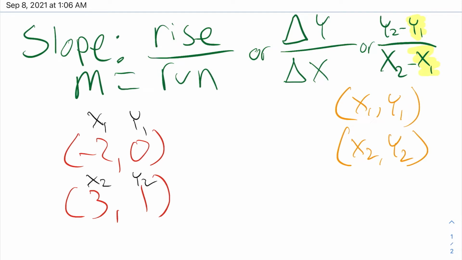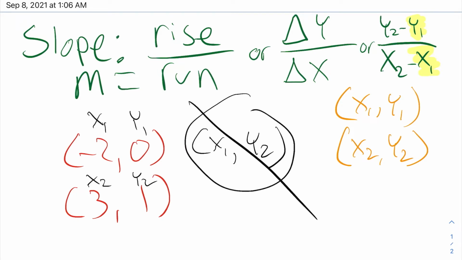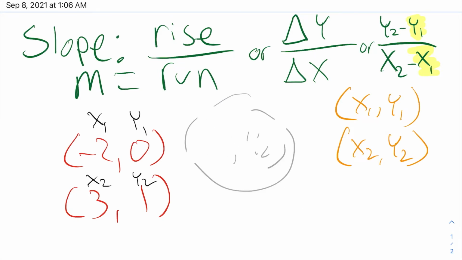Now, could I have labeled 3 and 1 as x1, y1, and then -2 and 0 as x2, y2? Yes, I could have. However, you have to be careful. You can't do x1, y2 in the same ordered pair, okay? So you couldn't say this is x1, this is y2. No, no, no. Do not do that. You may not get the correct answer.